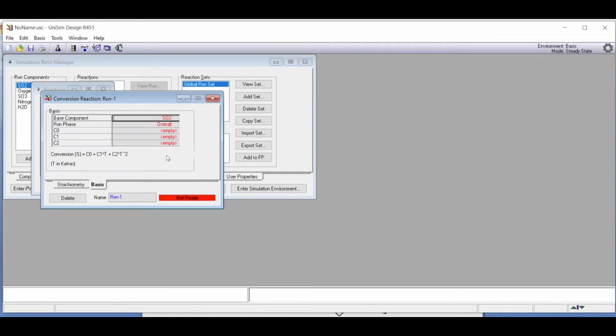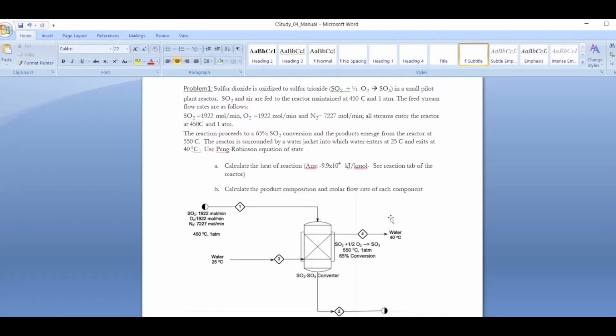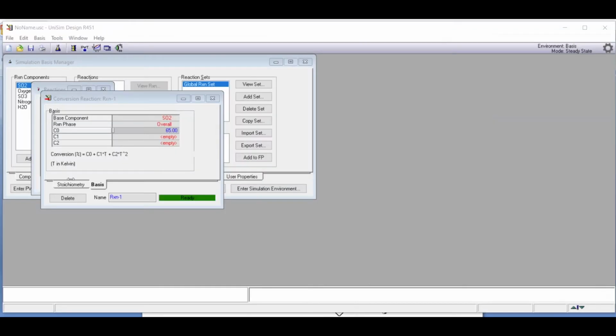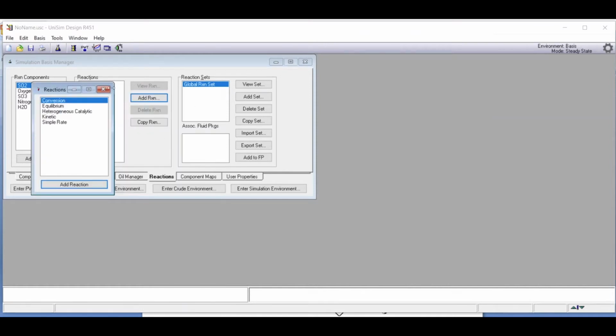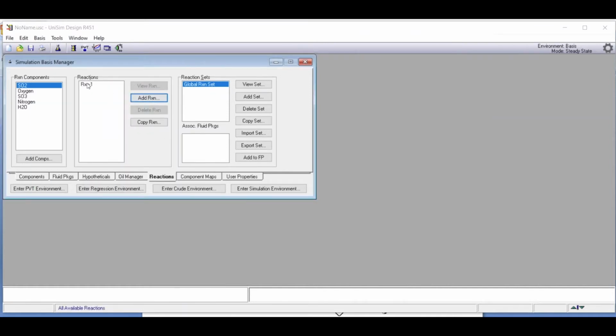We can go for the basis, and here based on the sulfur dioxide, and overall, although this should be a mainly gaseous phase reaction, you put 65% conversion because that's what has been defined here. The reaction proceeds to a 65% sulfur dioxide conversion. So if that is so, this has been totally defined here. So we just cross it out, and the important thing is that you have to do this reaction, highlight this one, and you have to add fluid package.